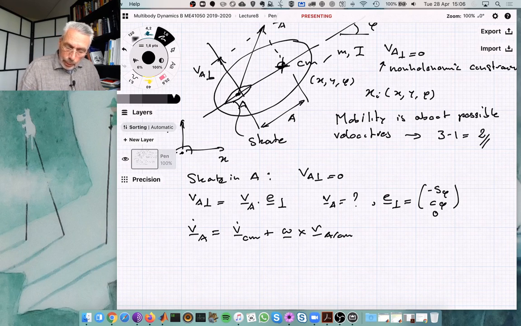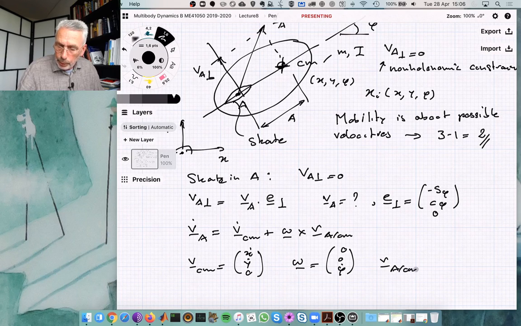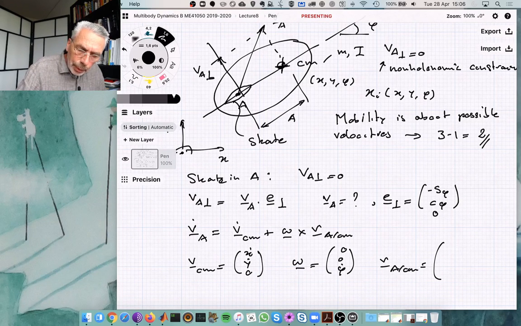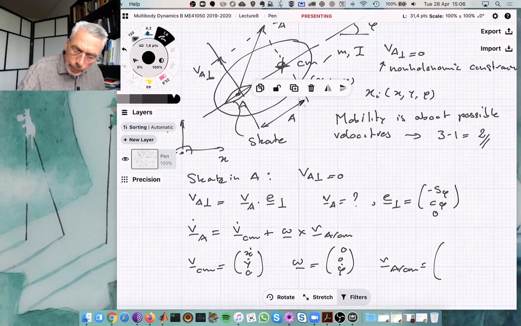Okay, so to derive this vector, we need a V_CM. That's very simple. That's just x dot, y dot, and 0. Then we need the omega vector. That's also simple because it's perpendicular to the plane, so that's 0, 0, and phi dot. And then we need the distance from A with respect to the CM. That's a bit more tricky because we have this distance A, and I should actually make a unidirectional thing out of that.